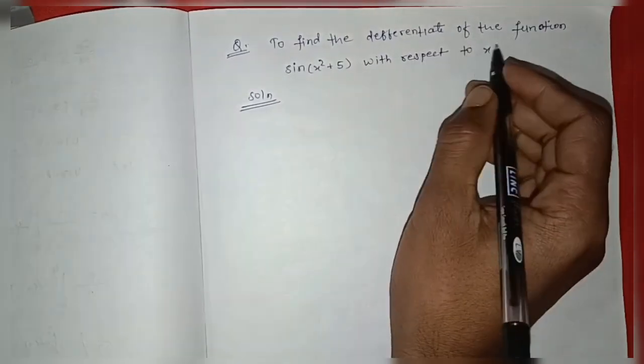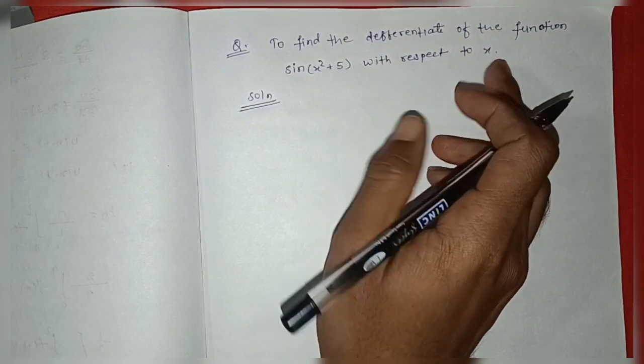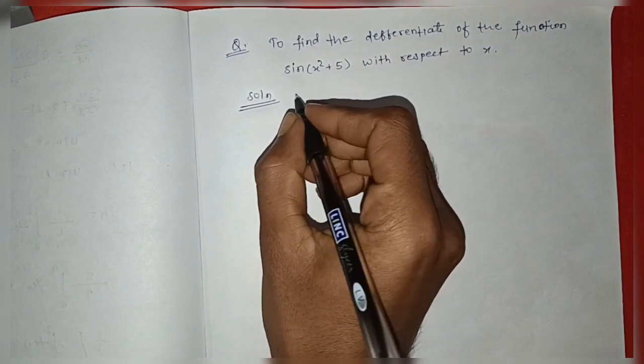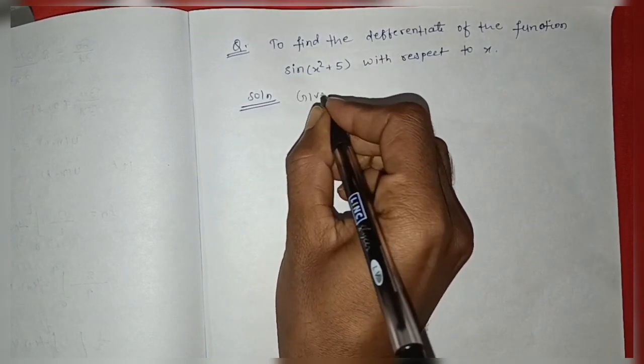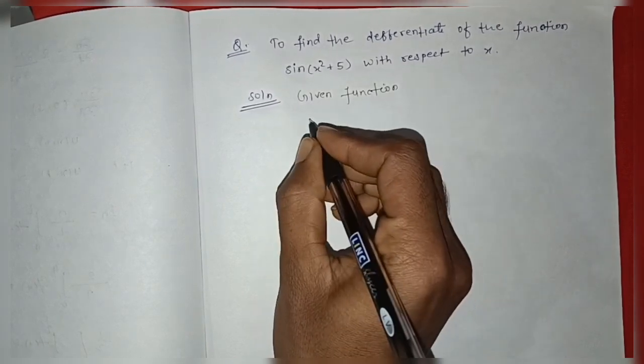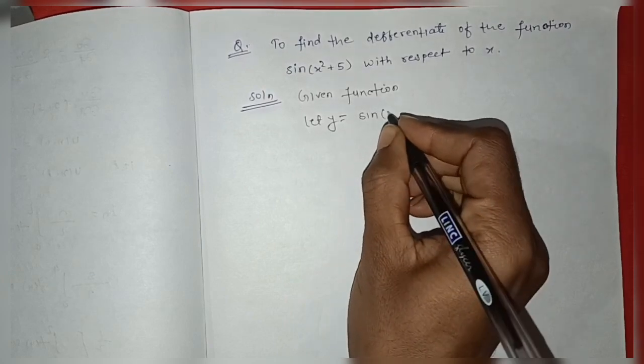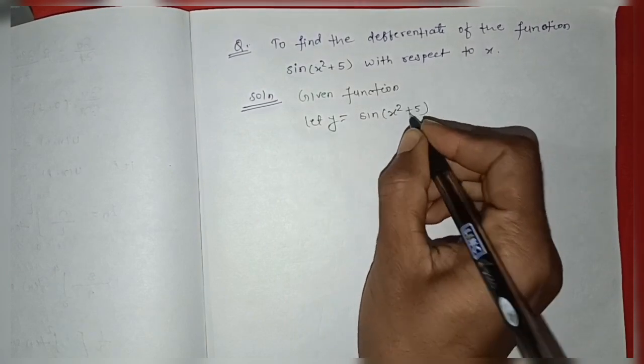Find the derivative of the function sin(x² + 5) with respect to x. Solution: given function, let y is equal to sin(x² + 5).